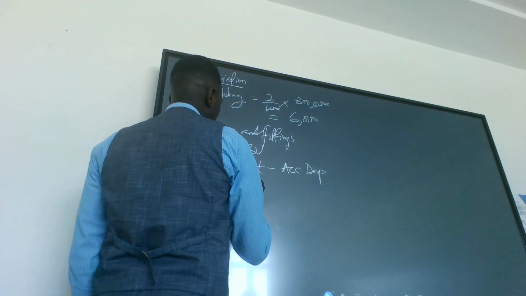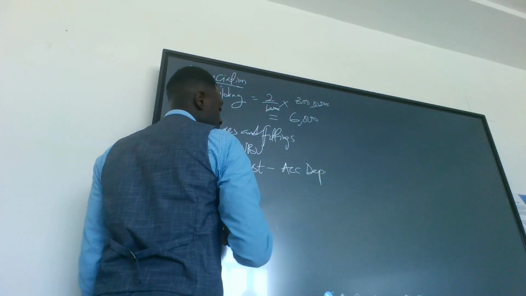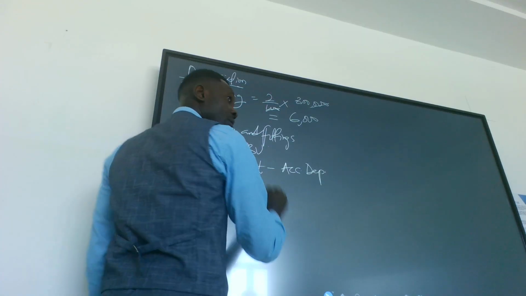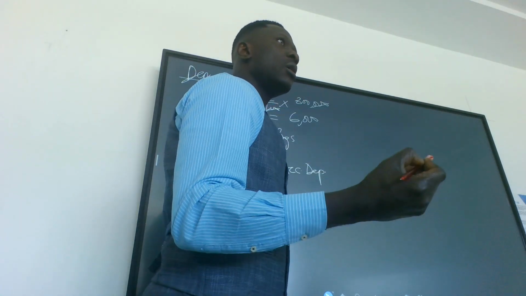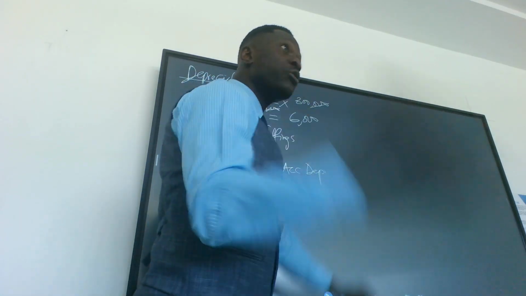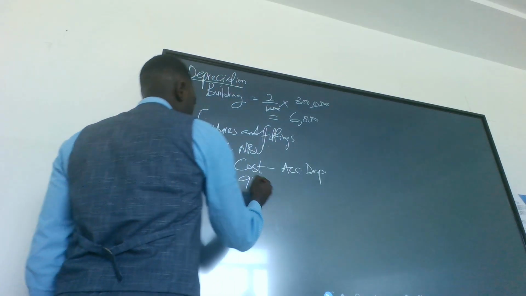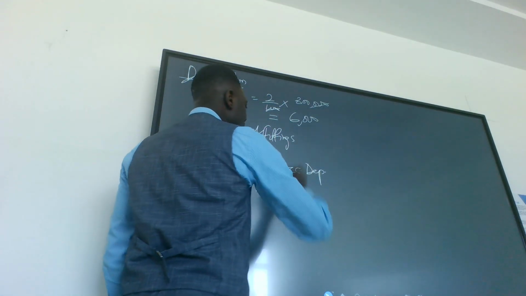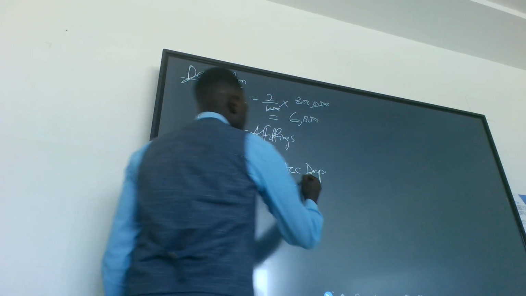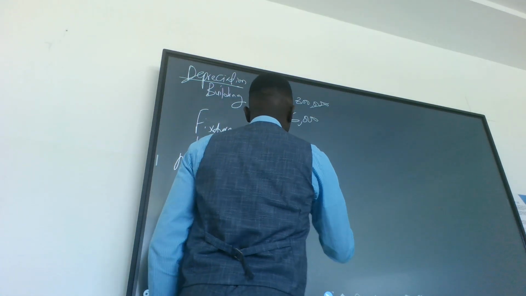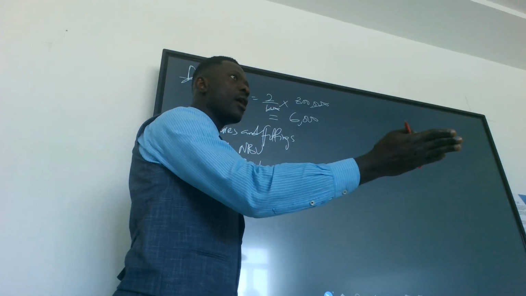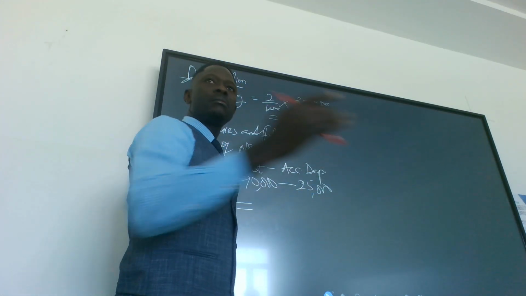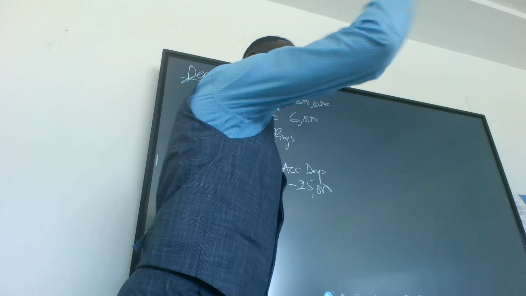What's your cost? Cost of fixtures. 90,000. Thank you. I want response, or I send you out of my classroom. 90,000 minus accumulated depreciation. How much is it? 25,000. So what does that give you, please? 65,000.